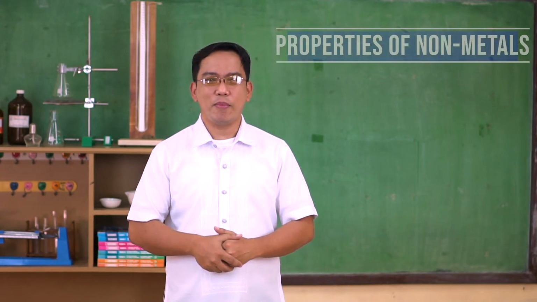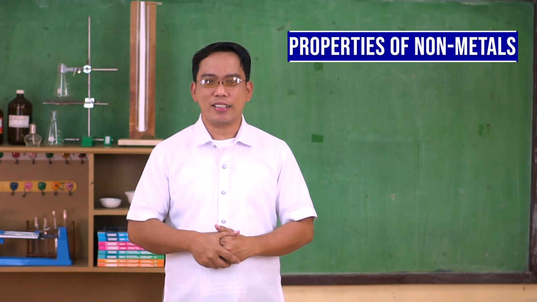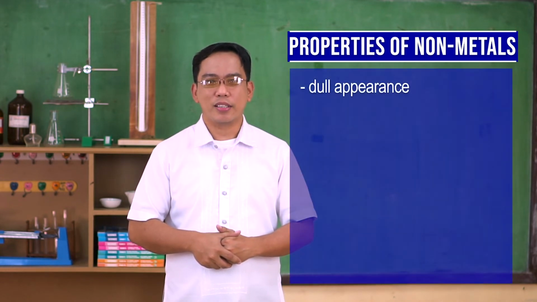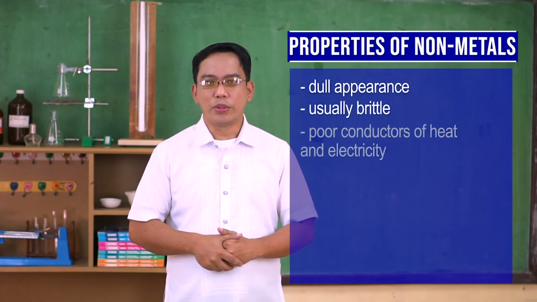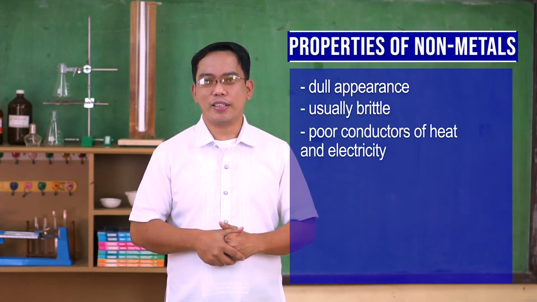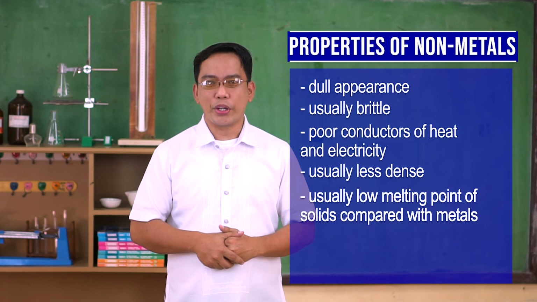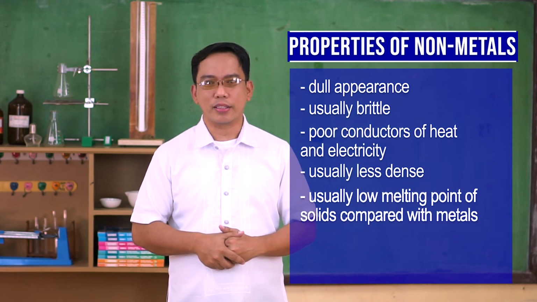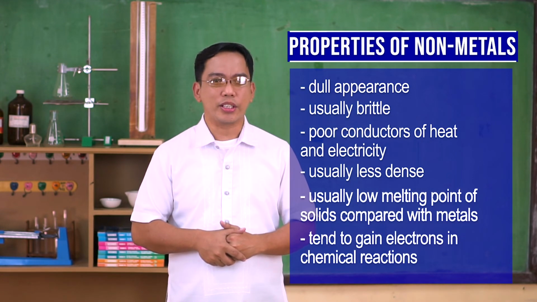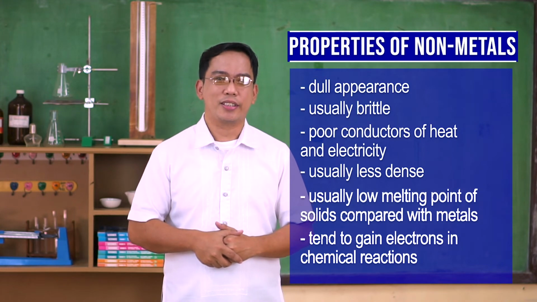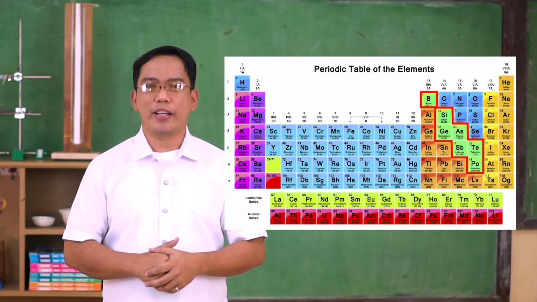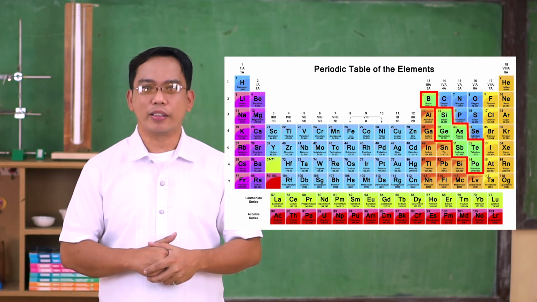Nonmetals display some or all of the following characteristics: dull appearance, usually brittle, poor conductors of heat and electricity, usually less dense, usually low melting point of solids compared with metals, and tend to gain electrons in chemical reactions. A stair-step line separates metals and nonmetals.